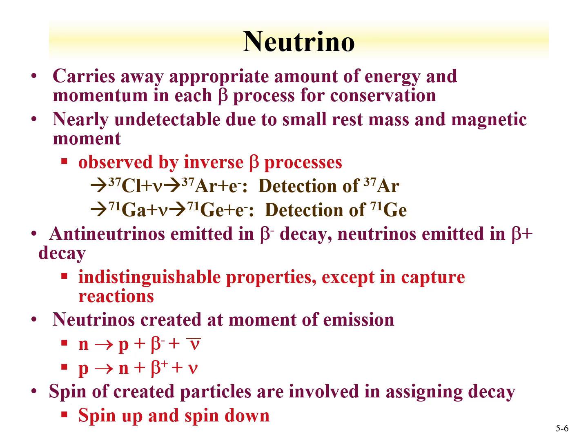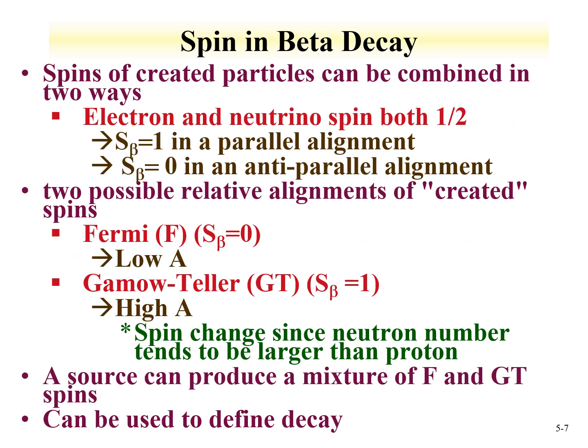The spins of these neutrinos are involved in assigning decay, so they can have either spin up or spin down properties. The electron and neutrino spin can be aligned or anti-aligned during decay. So if they're aligned, if they're parallel, the spins will sum up. The spin change will be on the order of 1, either +1 or -1. If they're anti-parallel, they cancel, the spin change will be 0. So there's two possible alignments for the created spins.